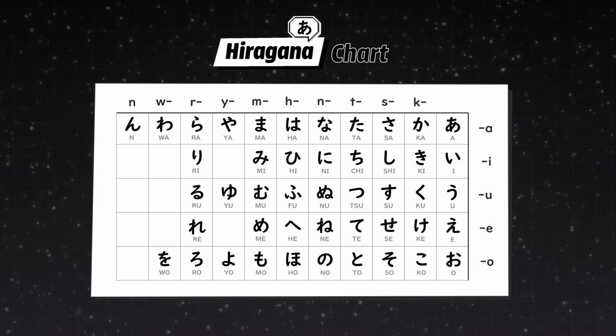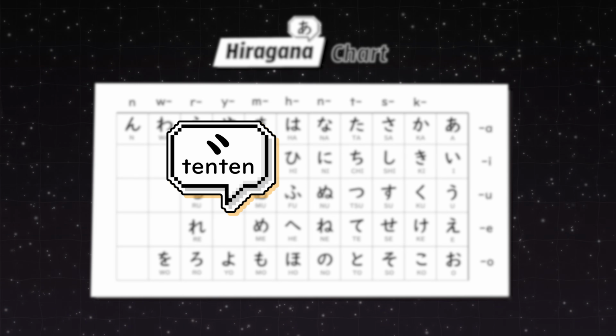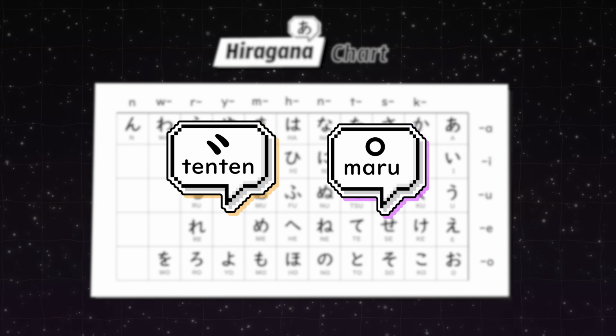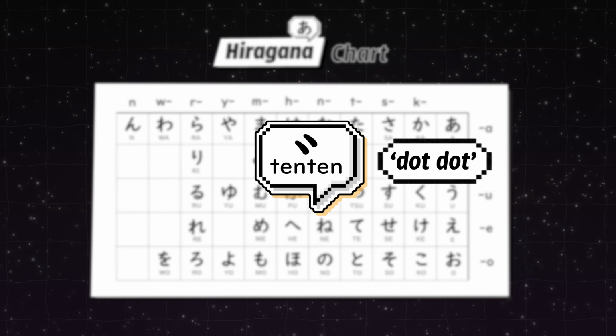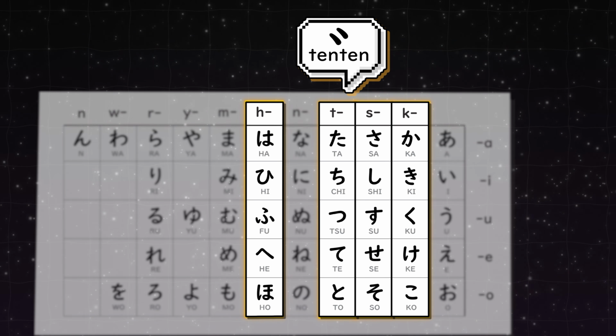Finishing off the basic sounds of the kana, you can add what's called tenten or maru to the top right of certain kana to change the consonant. The tenten, or literally dot dot, can be added to the kana in these 4 columns.